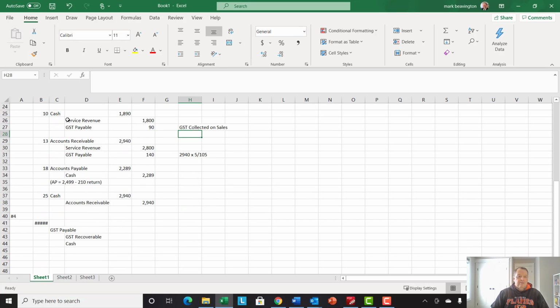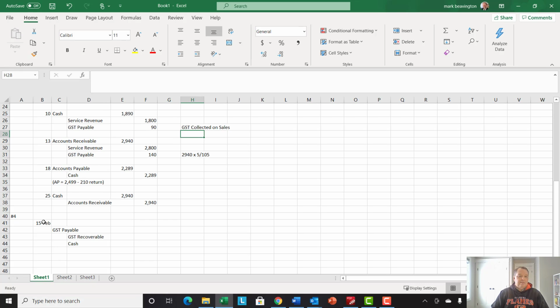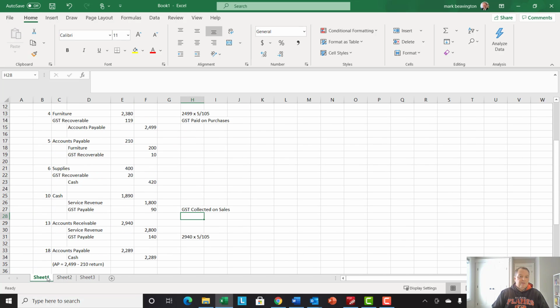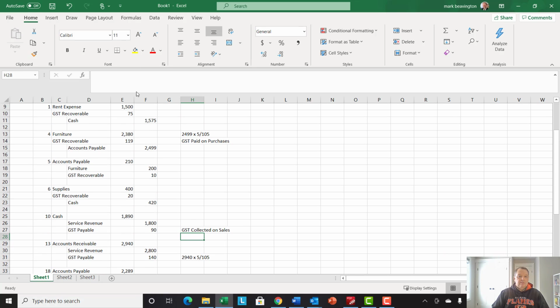Okay, then we've got the entry here on February 15th to pay the GST. Before we do that one, actually, we'll do the T accounts. The way the T accounts worked out here, you should have had entries for GST recoverable, GST payable, and service revenue, because these are the amounts that we're going to transfer onto the GST return. So on GST recoverable, if you look back here, you would have seen GST recoverable here, $75.